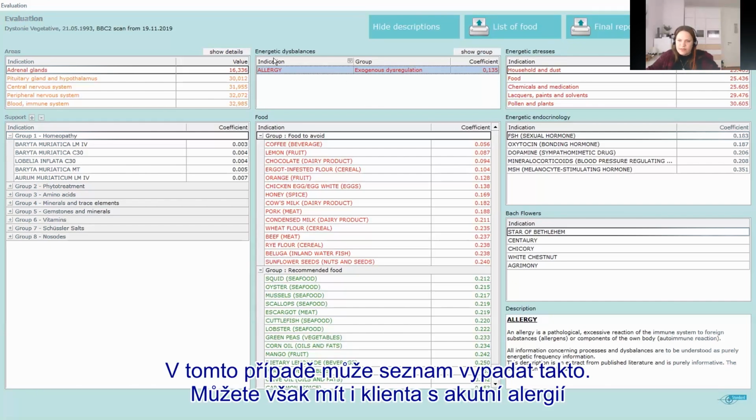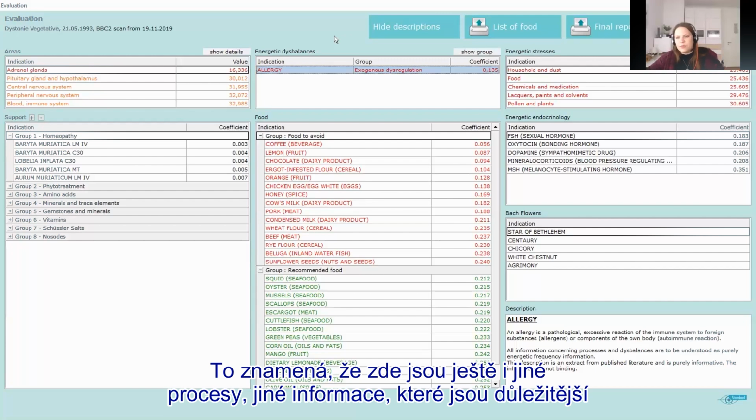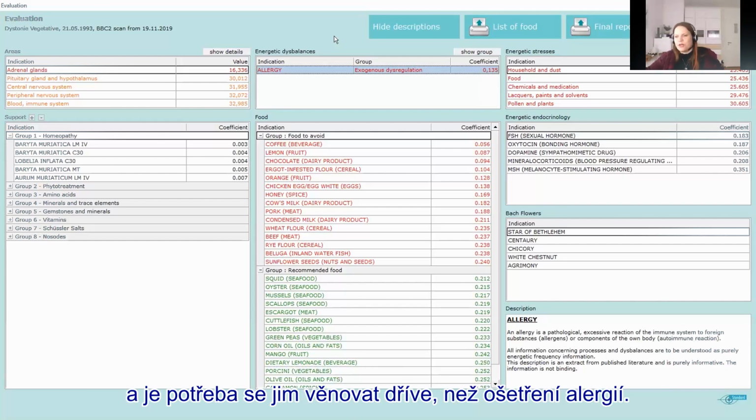In this case, we have it listed like this, but you can also have a patient with an acute allergy symptom, but it's not listed. Then in this case, there are some other processes, some other information that are more important to treat first before treating the allergy.